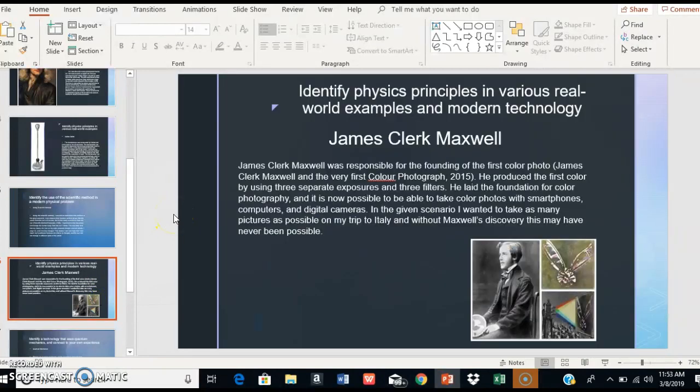James Maxwell was responsible for founding the first color photo. He produced the first color photo by using 3 separate exposures and 3 filters. He laid the foundation for color photography, and it is now possible to take color pictures with smartphones, computers, and digital cameras. In this given scenario, I wanted to make sure to take as many pictures as possible on my trip to Italy, and without Maxwell's discovery, this may not have ever been possible.